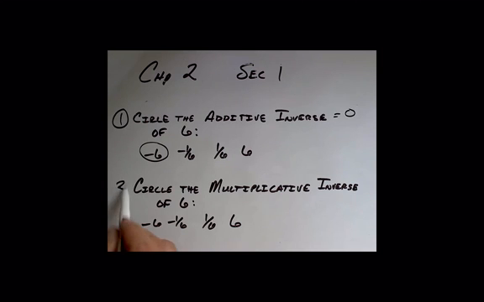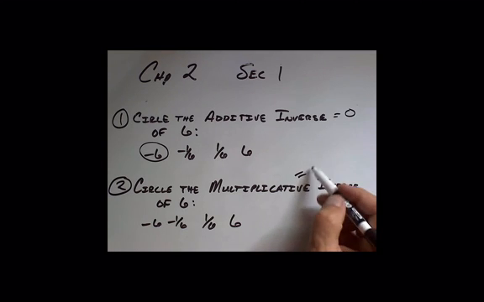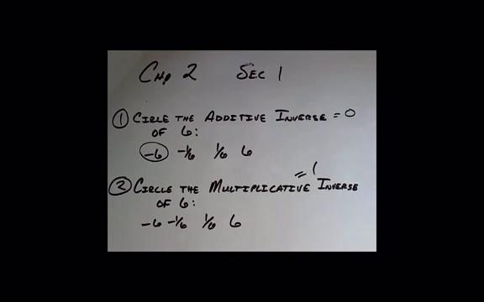Let's take a look at number 2. Circle the multiplicative inverse. Remember, the multiplicative inverse has to equal 1. So what will we multiply 6 by to come up with 1? Will we multiply it by negative 6, negative 1/6, 1/6, or 6? Well, if we take a look at the reciprocal of 6, we recognize right away that the reciprocal of 6 is 1/6. So that would be the multiplicative inverse.